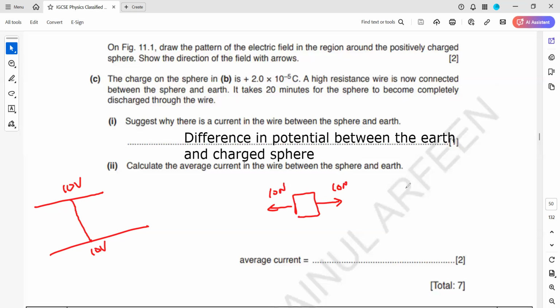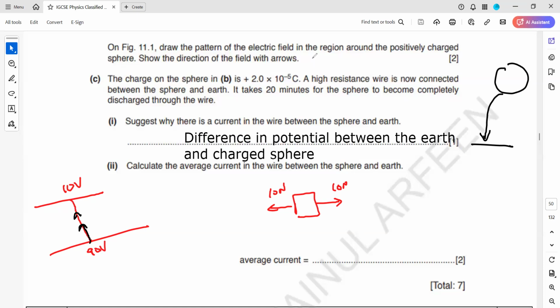Potential is the work done on a unit charge, or the energy used to move the charge in the circuit. If I have a difference here, if this was 10 volts and this is 90 volts, is there a potential difference? Yes, and now the charges will move. How will the charges move? They always move from higher potential to lower potential. So the reason is that there's a difference in potential between the earth and the sphere, and that's why the charges start to move.